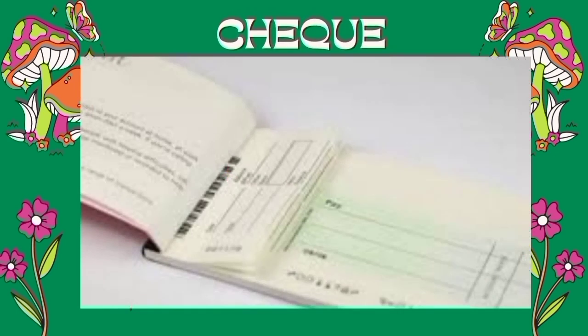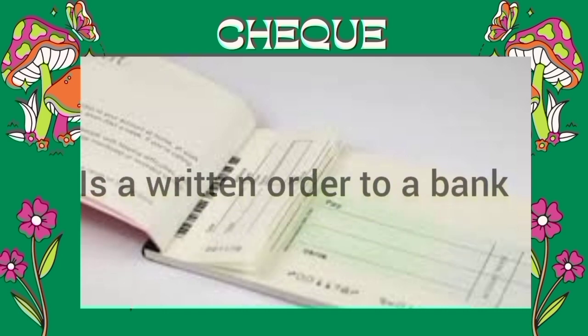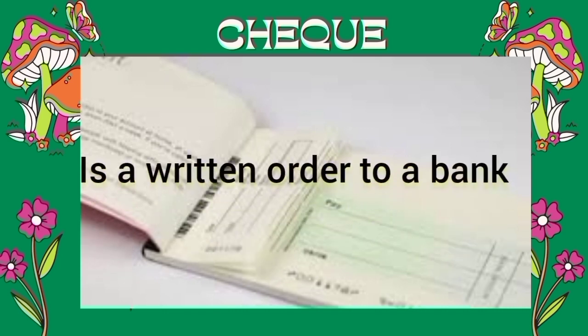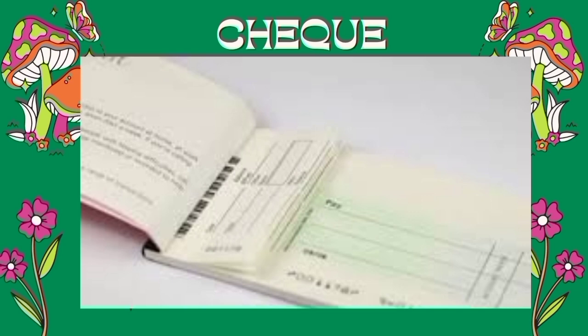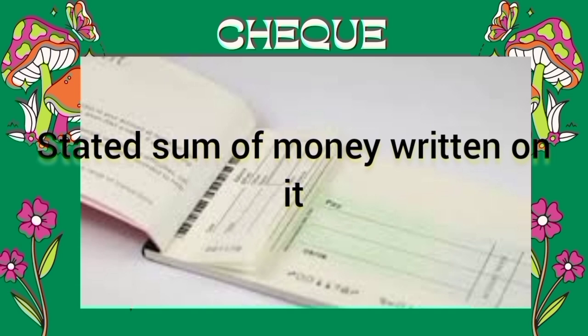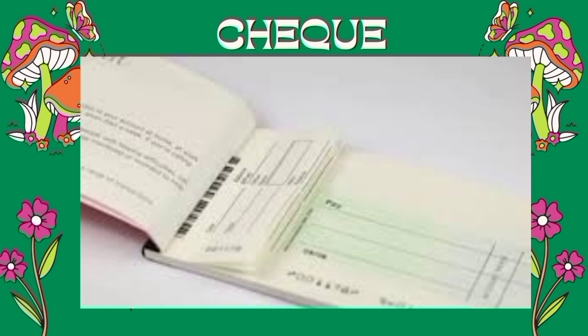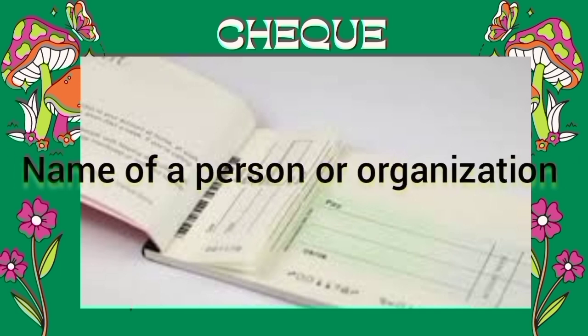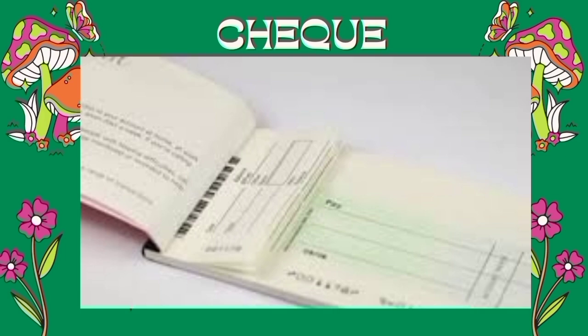Payment could also be made through the usage of check. Now, a check is a written order to a bank to pay on demand a stated amount or sum of money written on it, and it usually bears the name of the person or organization to whom it's to be paid. This is achievable with the owner of a current account.